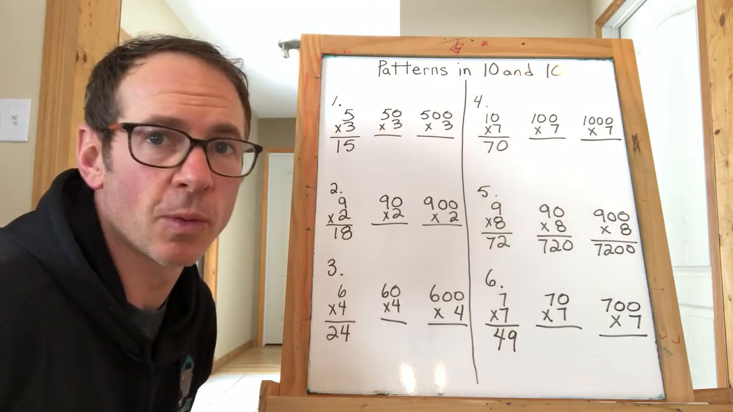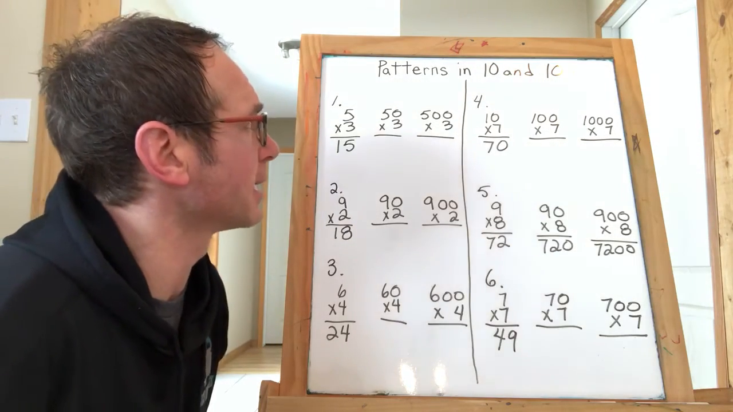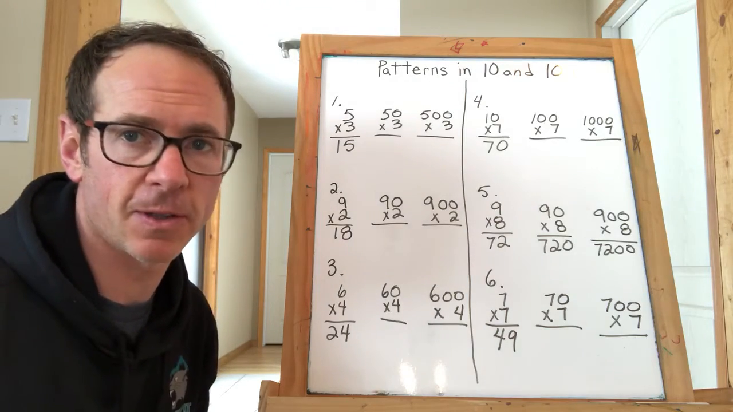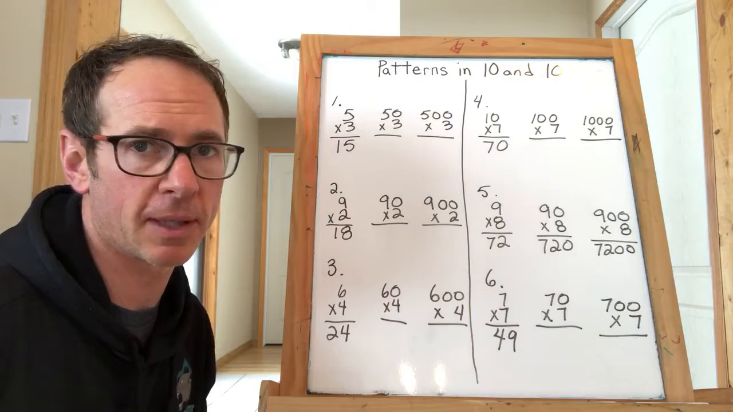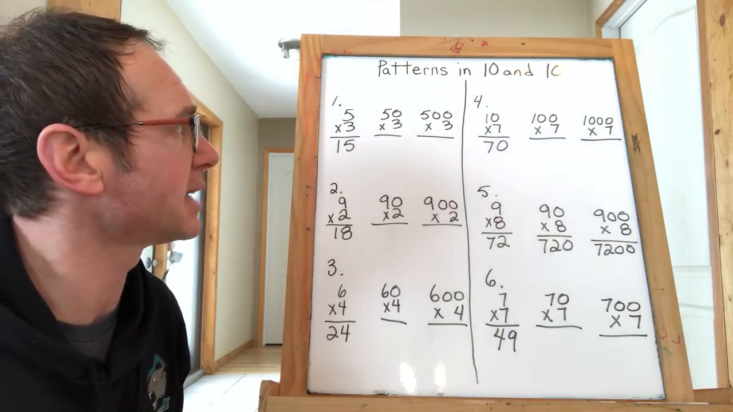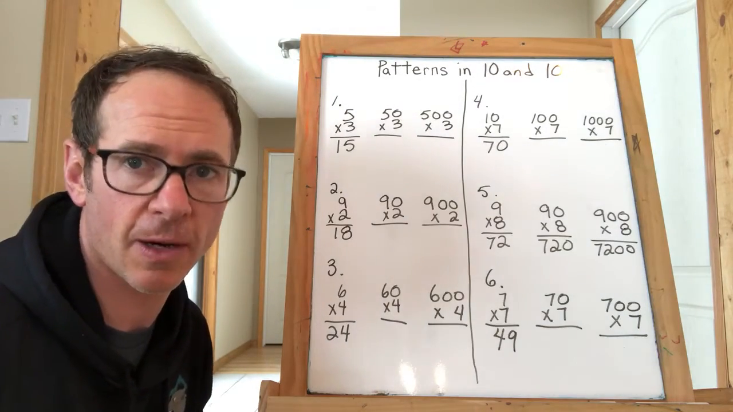Hi guys, we're going to go to our next math lesson. Yesterday we were doing single digit multiplication. Today we're going to look at what happens if we take that single digit multiplication and extend it into the tens place or into the hundreds place.